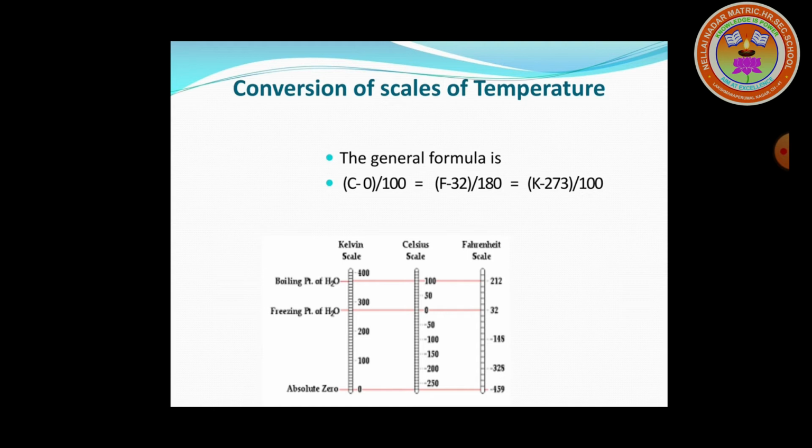If you know the Celsius scale, we can convert to the Fahrenheit scale as well as the Kelvin scale. Suppose you know the value in the Fahrenheit scale, we can convert to the remaining two scales, Celsius and Kelvin. Suppose you know the value in the Kelvin scale, we can convert into Celsius and Fahrenheit also. We will explain later regarding the sums. Okay, so see the figure also.